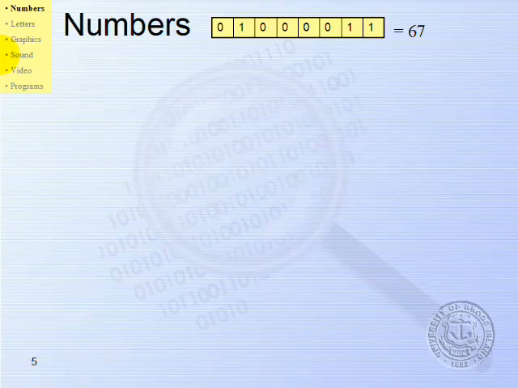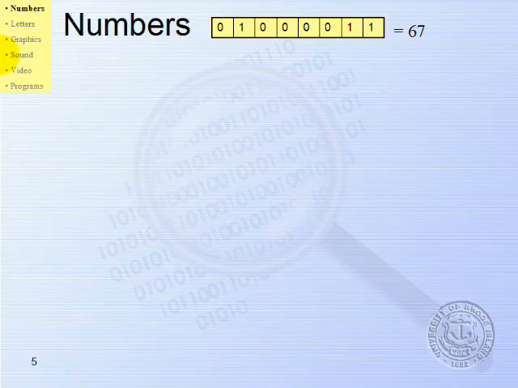So what we're looking at in this talk is how can we take the kind of data that humans like to work with, the numbers, letters, graphics, sound, video, and programs, and translate them into billions of switches opening and closing. We're going to start with looking at how numbers are represented. We will then look at how letters, graphics, etc. are represented. Now on the previous slide I said that if this byte were a number, it would be the number 67. Let's see why.